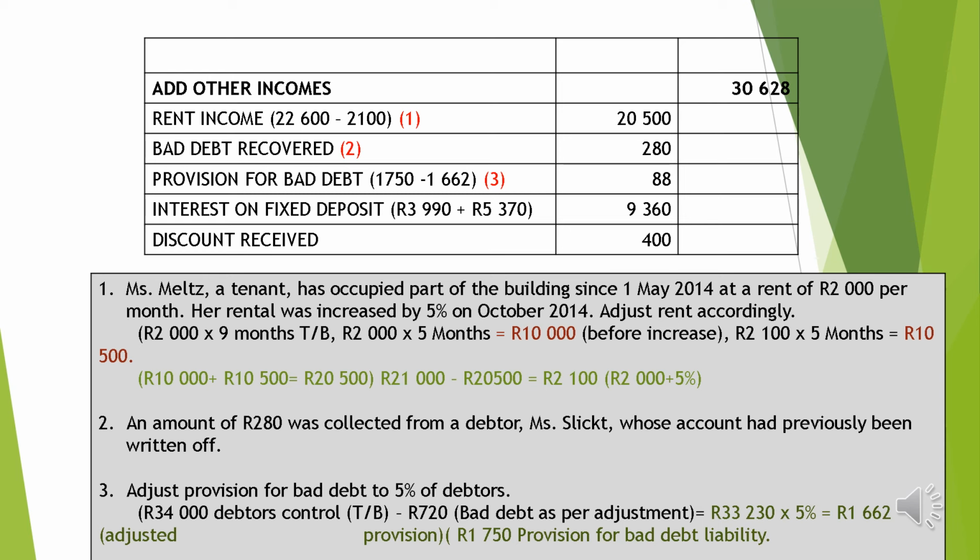Of which that particular 2,100 rand, we will need to reduce or remove it from the rent income simply because it doesn't belong to this financial year. That is why we are removing this 2,100 rand. This particular amount of money, we call it an income received in advance.